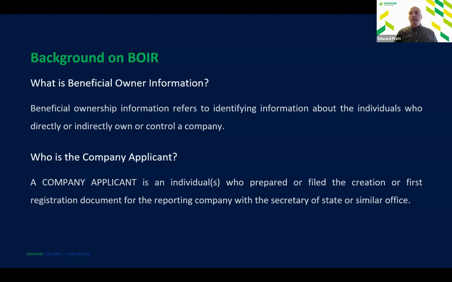There's another component called a company applicant. The company applicant may or may not be the beneficial owner. The company applicant is the person who prepared and filed the creation or the registration document with the Secretary of State or the tribal jurisdiction or the foreign version of the Secretary of State. Whoever the person was that did that is called a company applicant. We're going to go in and see where the company applicant falls into place as part of the reporting structure here in a minute.